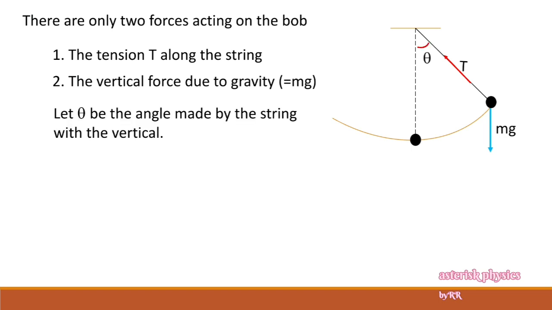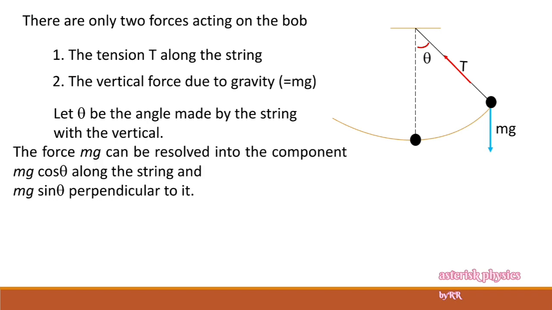Let theta be the angle made by the string with the vertical, and theta is very, very small. The force mg can be resolved into two components. The component mg cos theta is along the string, along the length of the simple pendulum, pointing away from the point of suspension, opposite to the direction of tension. And mg sin theta is perpendicular to the length, tangential to the arc along which the bob moves.